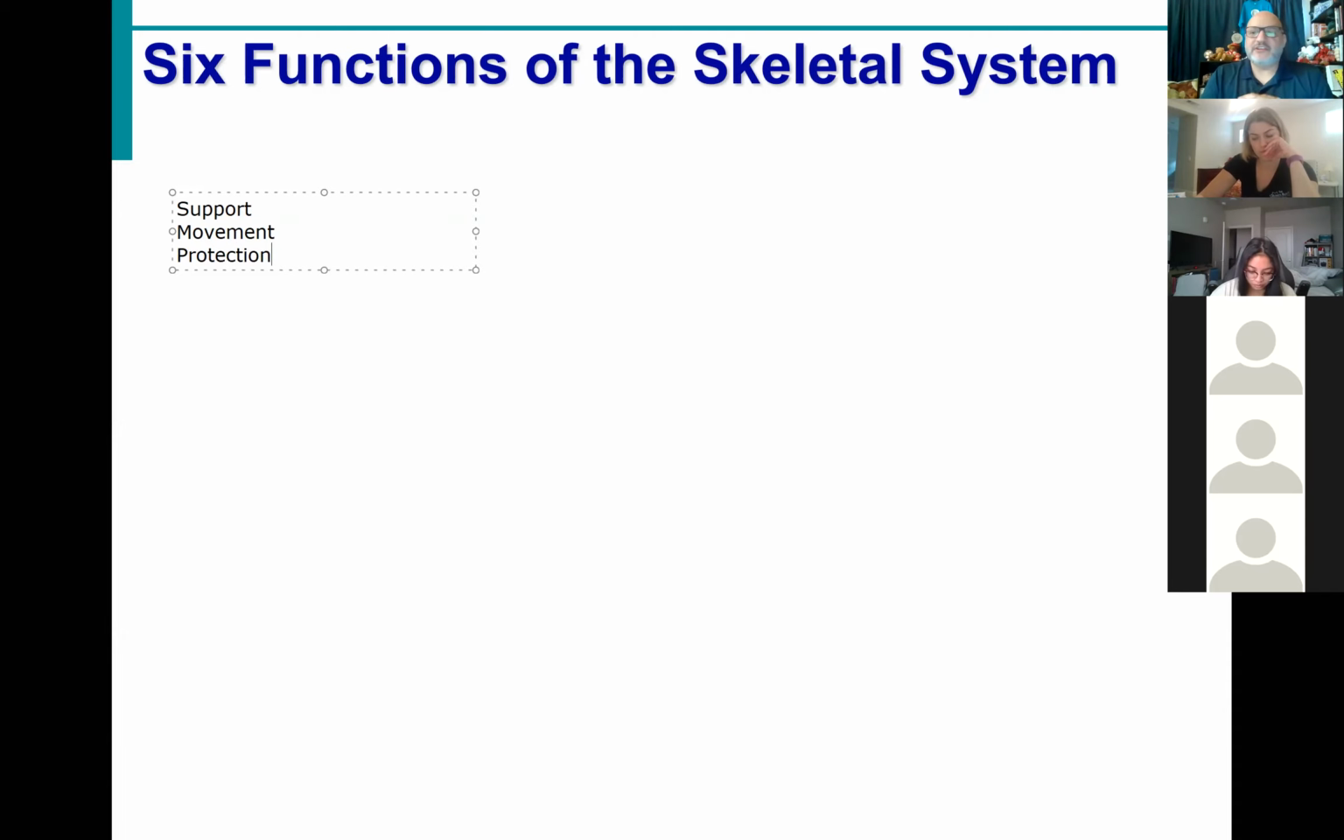And I like that we did it in that order as well, because often in many classes, protection is the first thing that people say. And while it is absolutely true, our skeletal system provides protection, right? Our old noggin protects the brain. We have these ribs that protect our heart and our lungs and our liver and things along those lines.